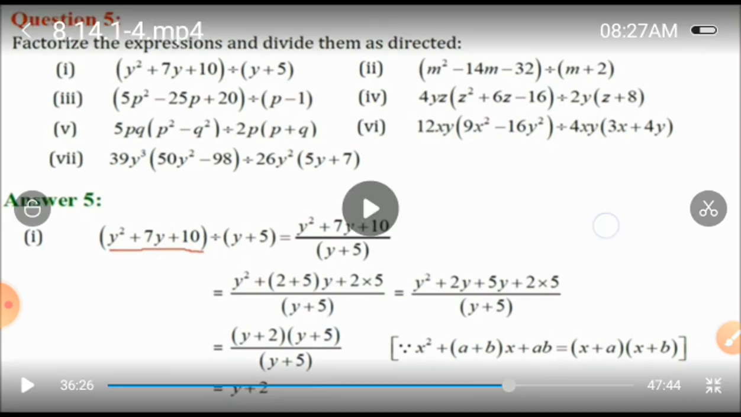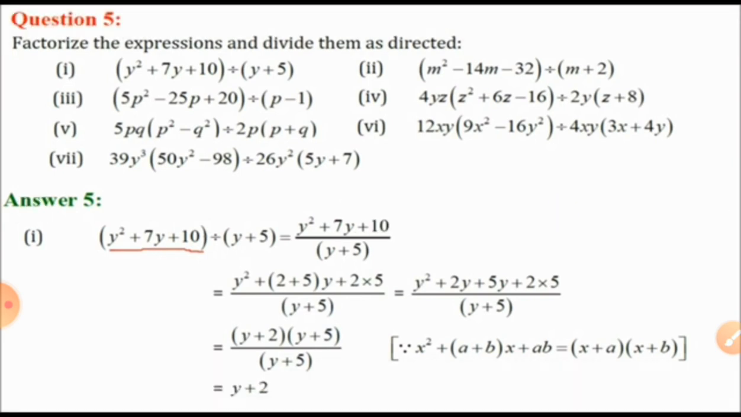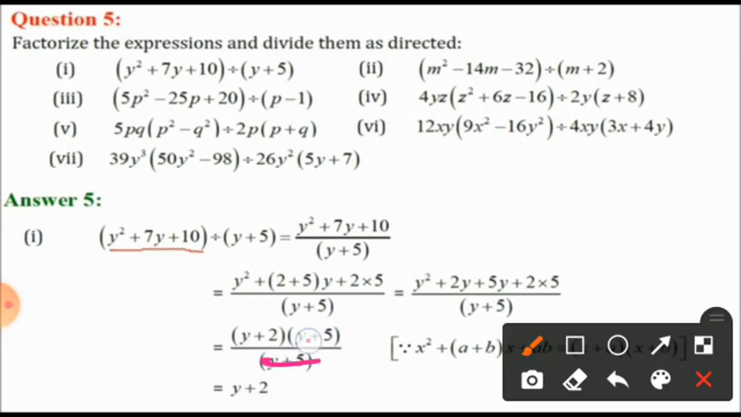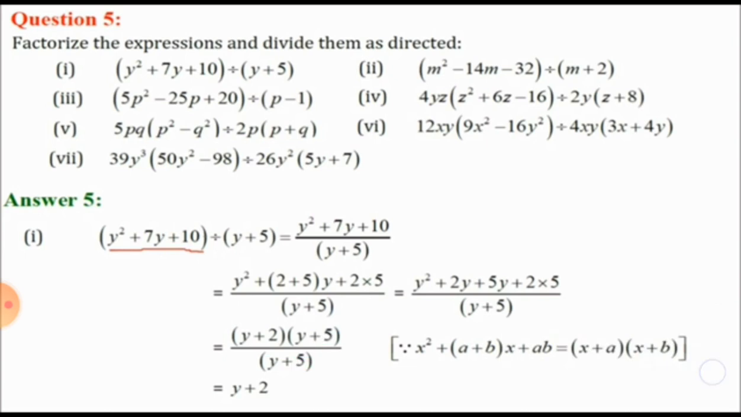Is it correct? Now check out who is the common one here. Yes, y plus 4, y plus 4. Find an answer. What is left here? y plus 2 is our answer, isn't it? Or you can say x square plus (a plus b)x plus ab is our formula. Is it clear?